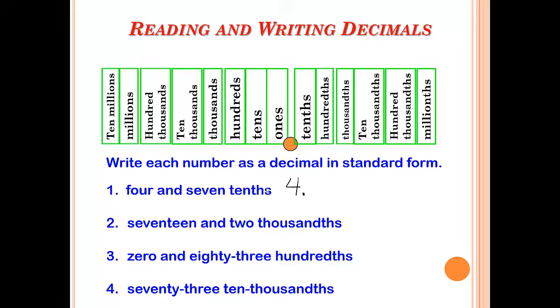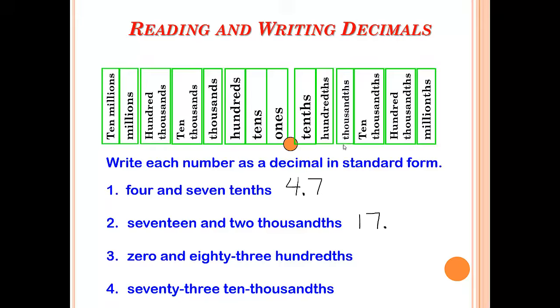Now for number 2, we have 17 and 2/1000. So we can first write our 17 and then put our decimal after it. Now we need to look at the 2/1000 part of our problem. We can find the thousandths place, which is 1, 2, 3 digits after our decimal, and we're going to put a 2 in that place. We don't have anything in the tenths or hundredths, so we'll need to put zeros in both of those places. So we have 17.002. That would be 17 and 2/1000.